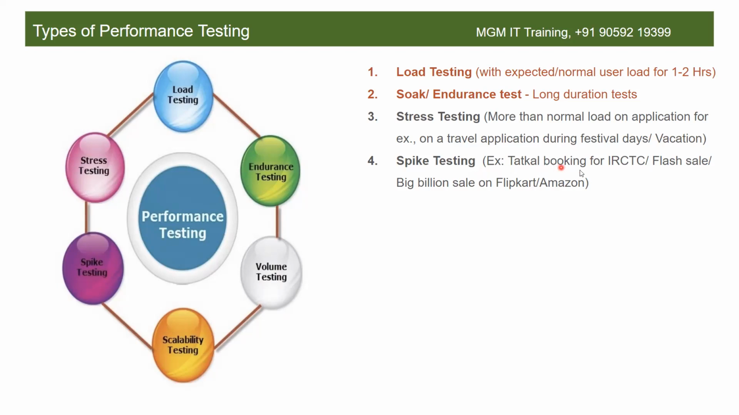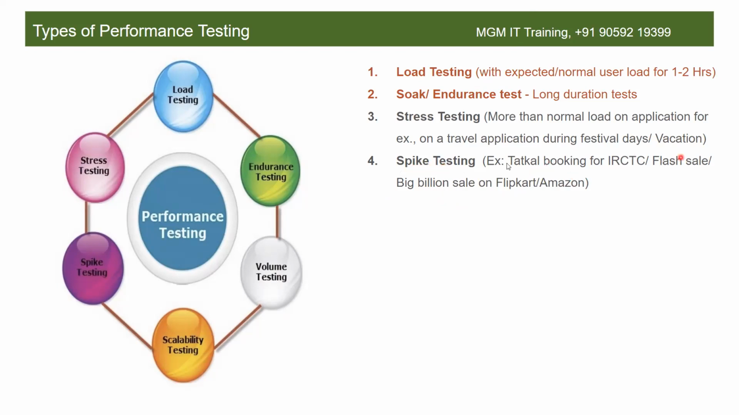So for those kinds of applications, we have to do spike testing. In the same way, take e-commerce applications like Flipkart or Amazon. Whenever there is a sale, there will be a sudden surge in the user load, right? So what is the general meaning of spike? A sudden hike, a sudden rise, a sudden surge, a sudden increase, right? That is called a spike.